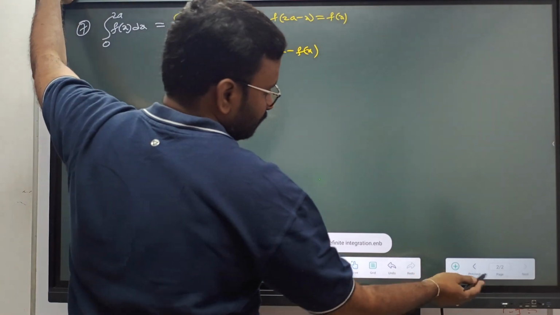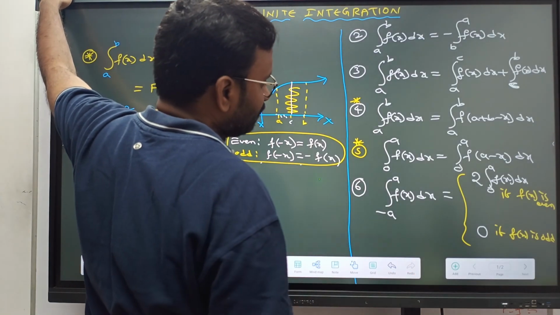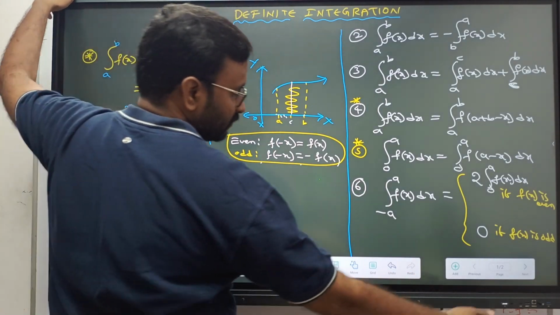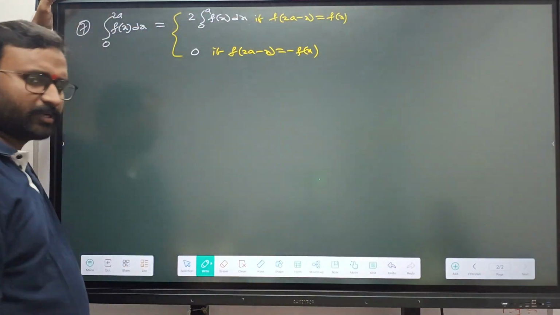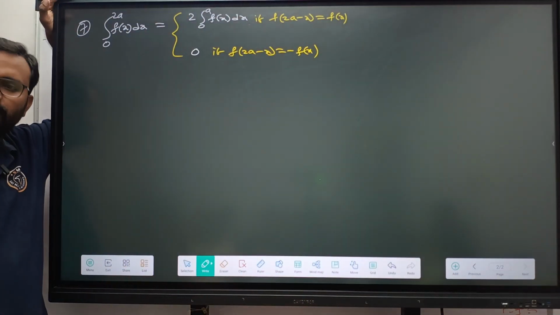Seventh one, sixth one, fifth one, fourth one. These four properties are very important. We have more properties I will give you.